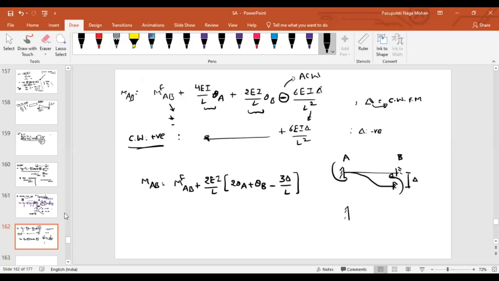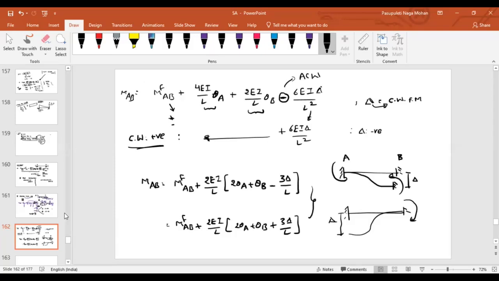If support A is sunk by an amount delta, in which direction fixed end moments will develop in this case? Clockwise. So what you should do? You'll do only one thing, fixed end moments AB plus 2EI by L times 2 theta A plus theta B plus 3 delta by L. I think it will be much more clear.